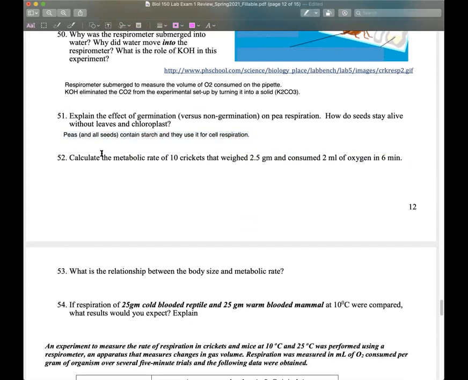All right, calculating metabolic rate. So this is, again, one of the formulas that you'll need to know for the exam. And similar to how this question is set up, it just gives you some values, some experimental data, and it asks you to calculate a metabolic rate.